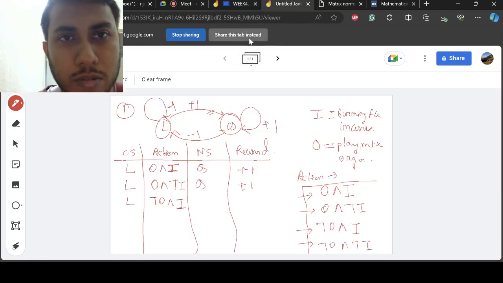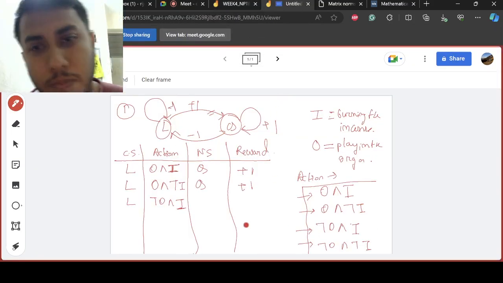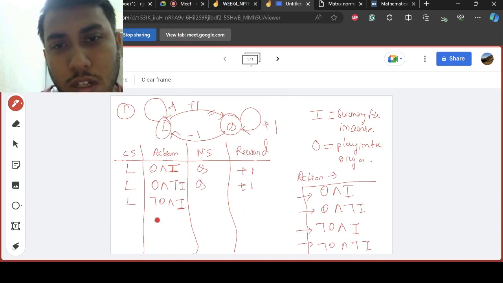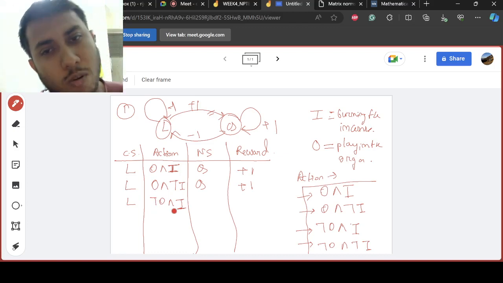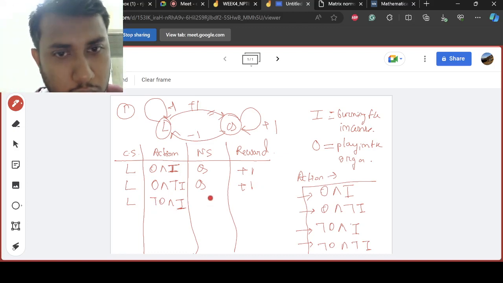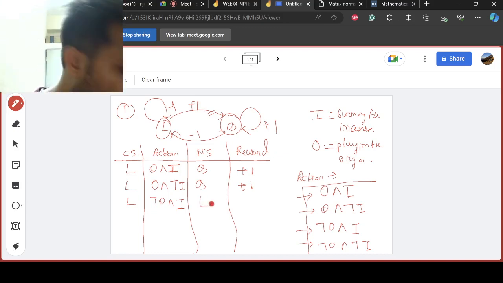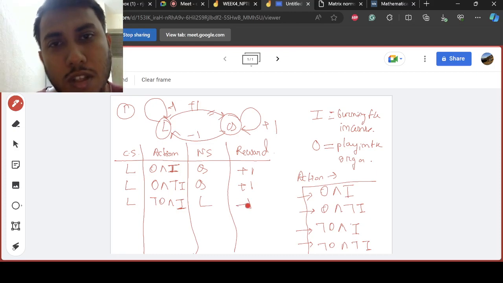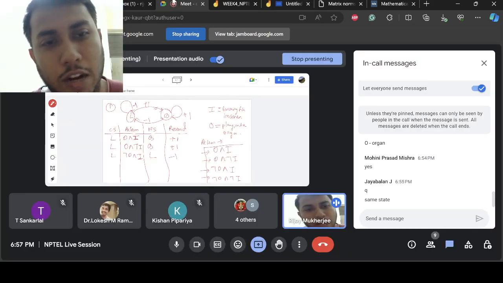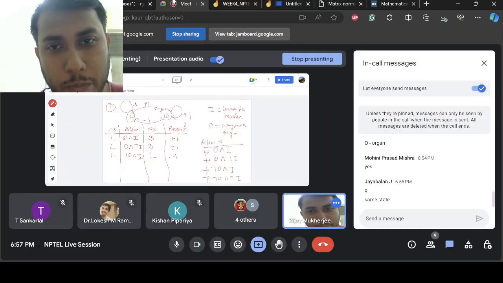Right, so let's come back to this. It is not playing the organ but is burning the incense. In the laughing state, incense doesn't matter. Incense only matters in the Q state. So the next state will be L only, and the reward in this case will be -1, because any transition to L will be -1. Is this part clear?